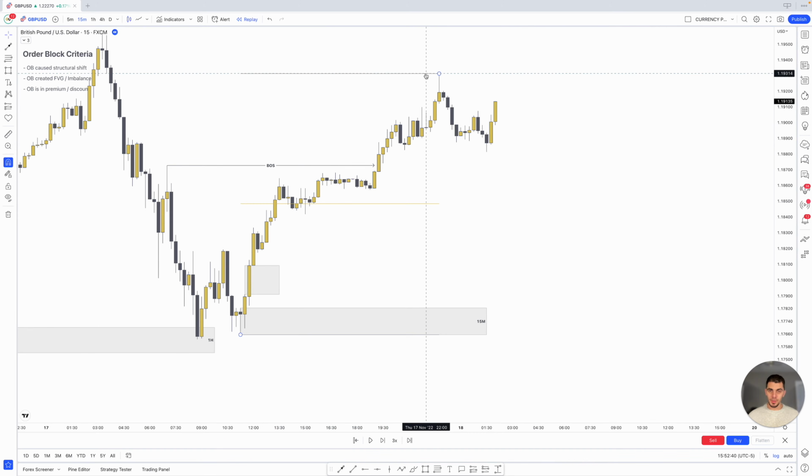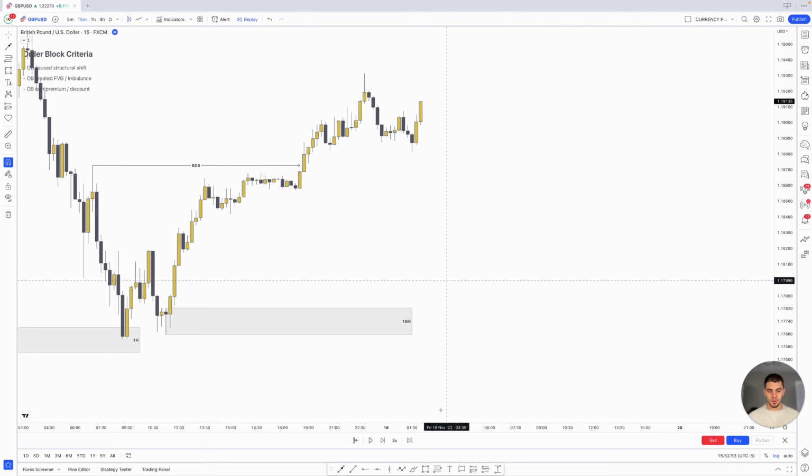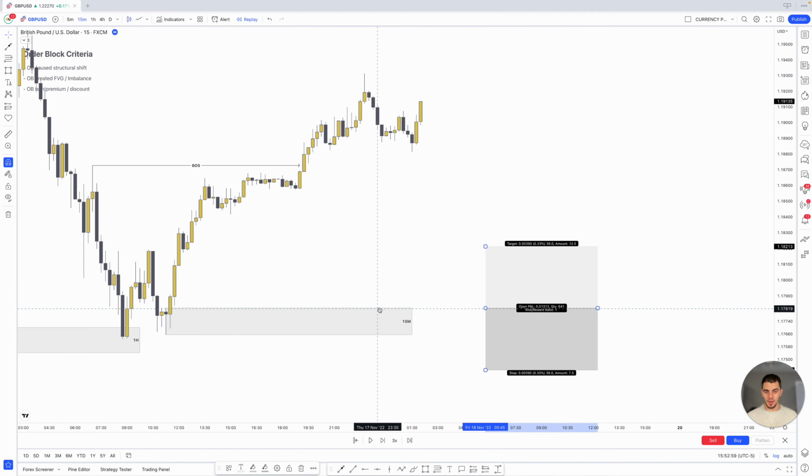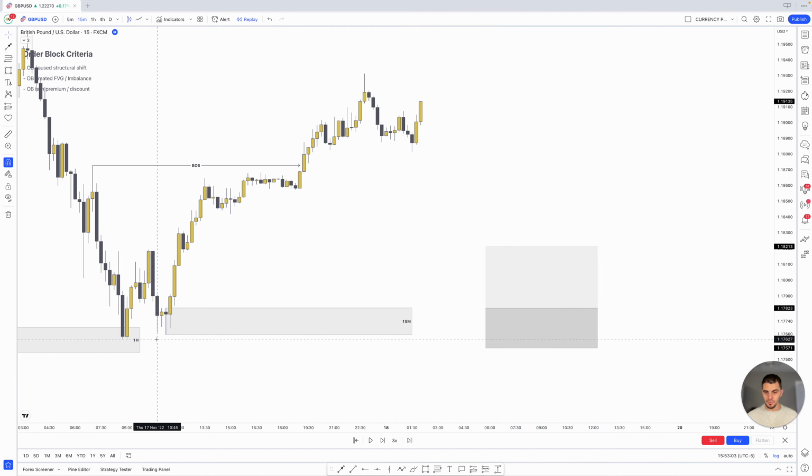So at this point, we can check everything off of the list. The order block caused a structural shift, the order block created imbalance, and the order block is in discount pricing. So let me clean this up a little bit, and we can go ahead and set our position. So this is, of course, a buy position. I'm going to set my entry at the high of the order block. The stop loss just needs to cover technically the low of the order block, but I'm going to extend it a little bit past this low as well, just to be safe.